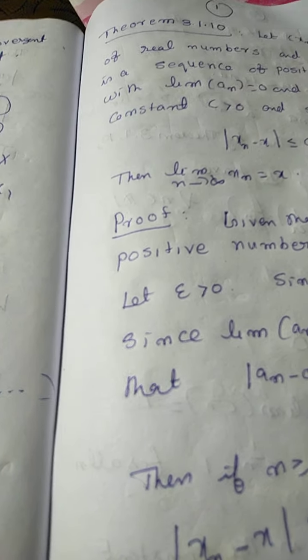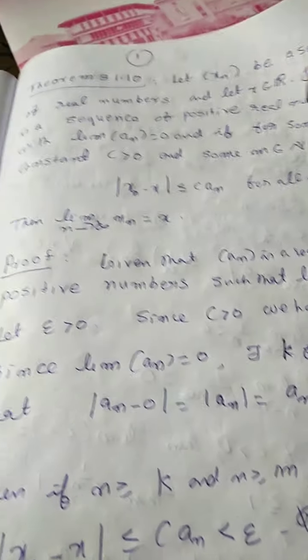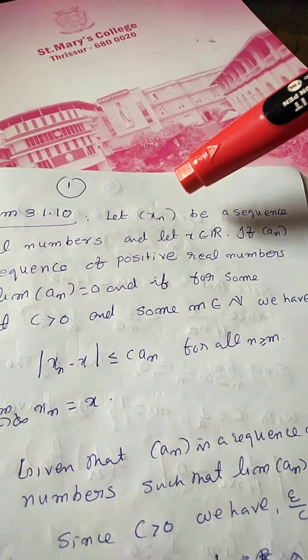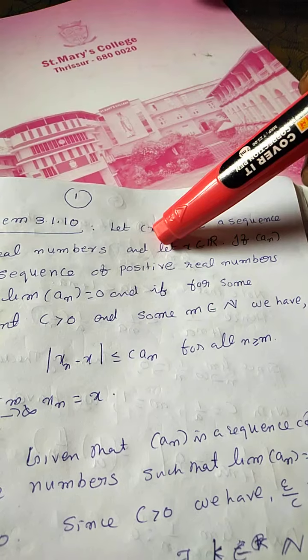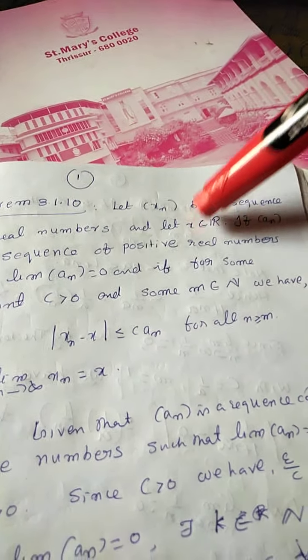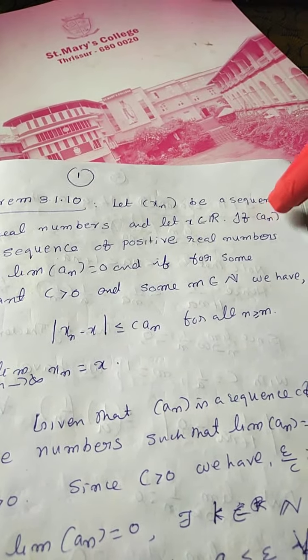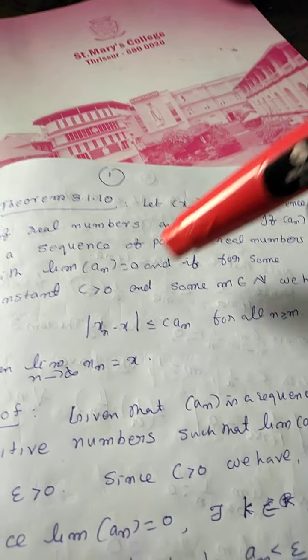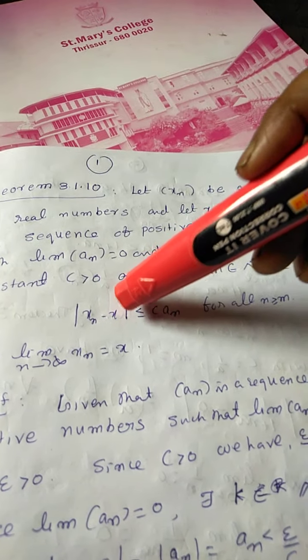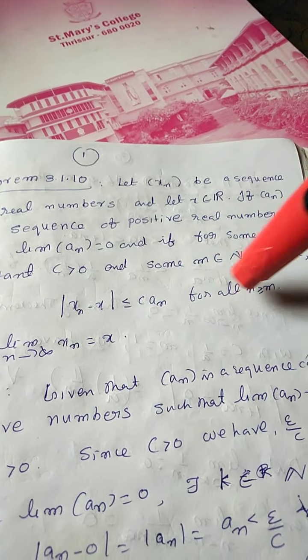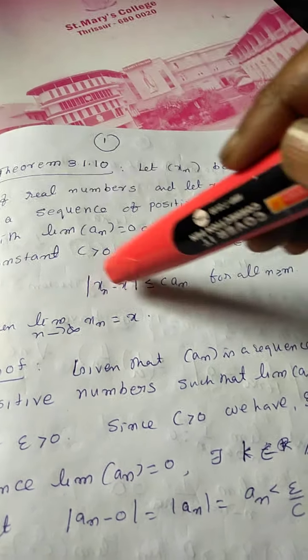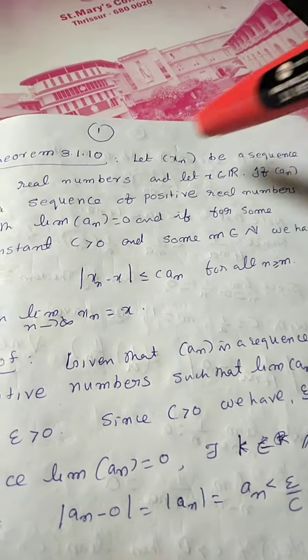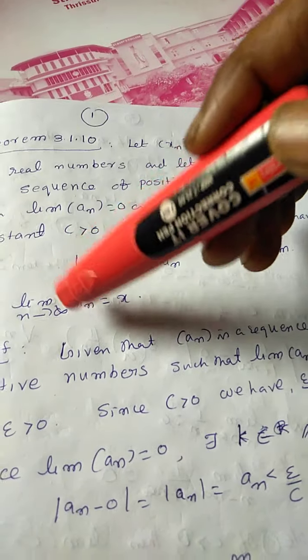And next we give some applications of this theorem. So once again let us see the statement of the theorem. If xn is any sequence of real numbers and x is a real number, an is a sequence of positive real numbers whose limit is equal to 0, and if mod xn minus x less than or equal to c an for all n greater than or equal to m, then actually mod xn minus x also tends to 0. In other words, limit of xn equal to x.